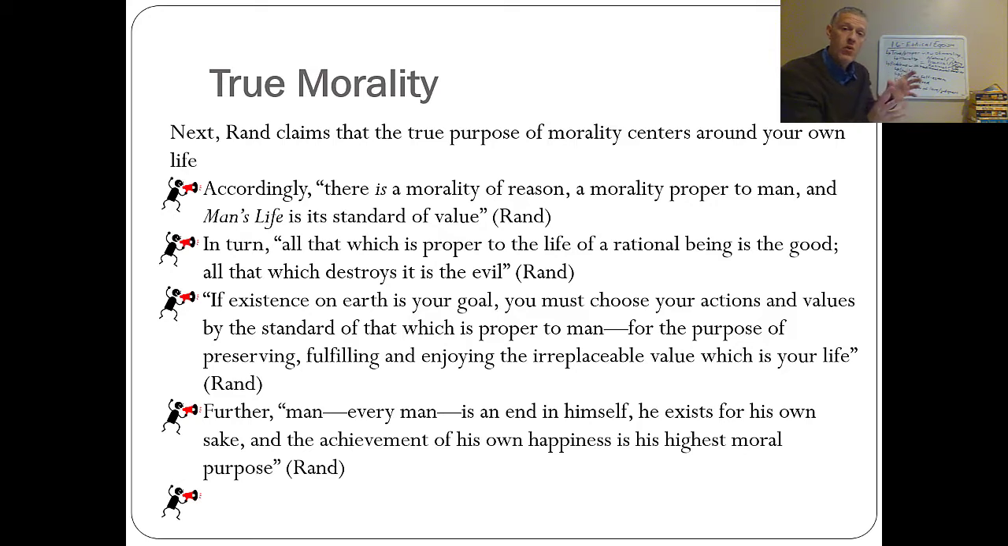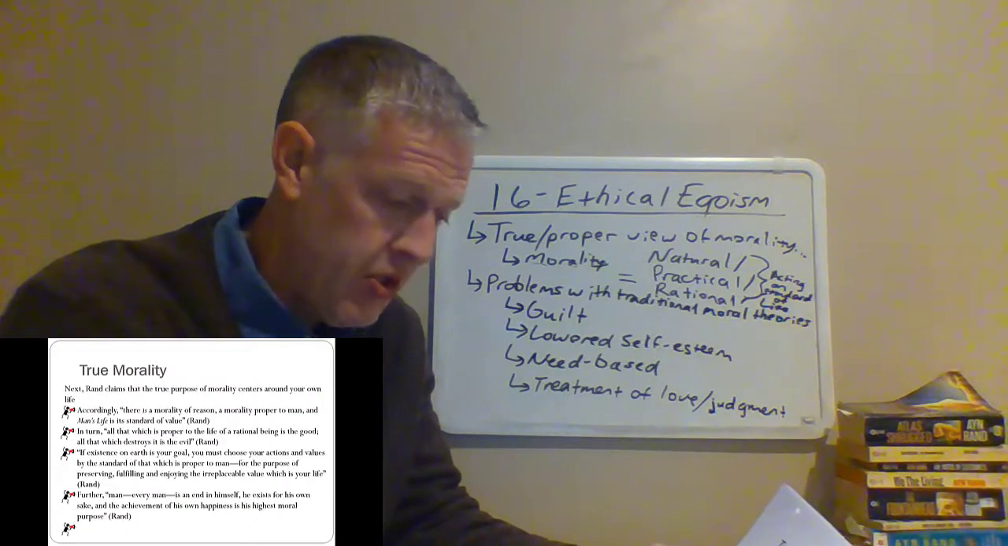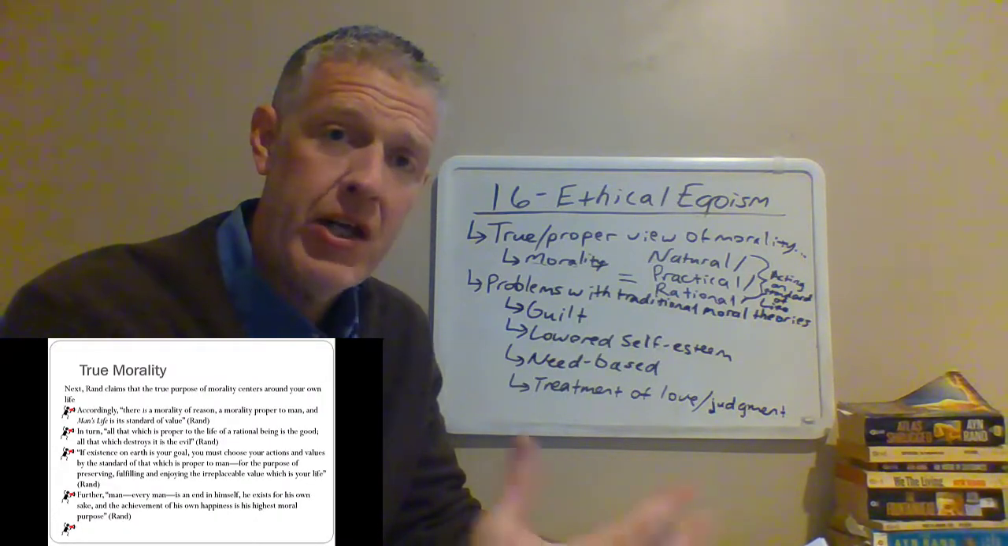Again, all these quotes are indicative of the proper or true sense of morality, or view of morality, according to Rand, okay? So this is her carving out what morality really looks like, contrary to the traditional sacrificial moral theories. And by the way, that quote I just mentioned, that's kind of an underhanded slight at Kant.